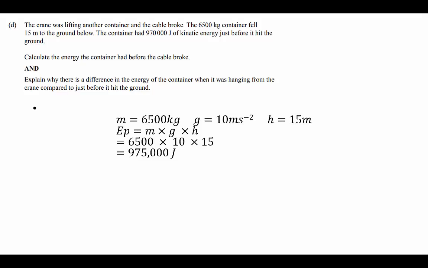So using the GUESS method, we write down the values that we've been given. I should have written out the value that we didn't know there as well, but that was EP. So EP equals mgh, which gives us 975,000 joules. So that was before the cable broke. We can see that after the cable broke and just before the container hit the ground, the kinetic energy was 970,000, and so the difference, 975,000 minus 970,000, gives us a difference of 5,000 joules. Those 5,000 joules need to be accounted for, and that's what the explain is.